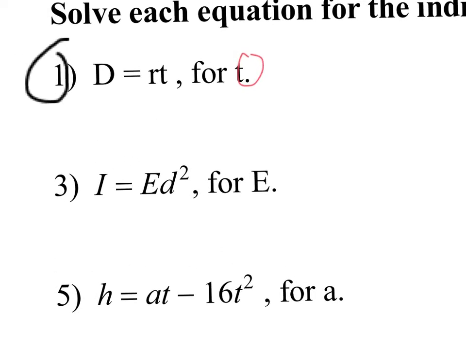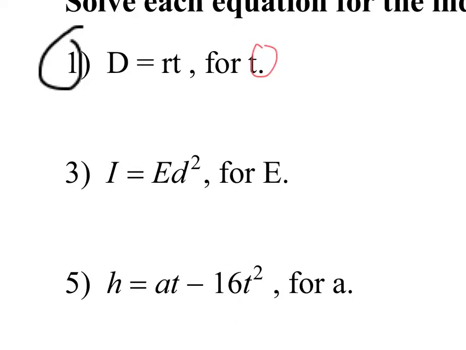So this one, if we look closely, it's r times t, which means we would undo their relationship by division. So to separate them, we would divide both sides by the variable we don't want, which would give us an equation of t equals d over r.